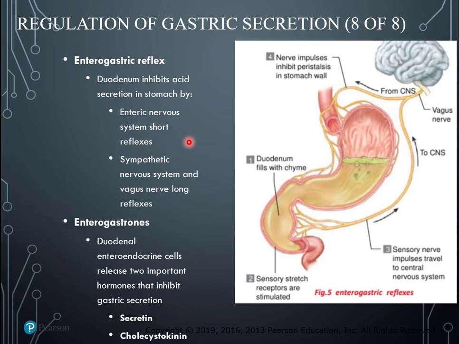And that particular secretin and cholecystokinin action is what you call the enterogastrones. These are coming from the duodenum, and they are released by the enteroendocrine cells. They inhibit gastric secretion.